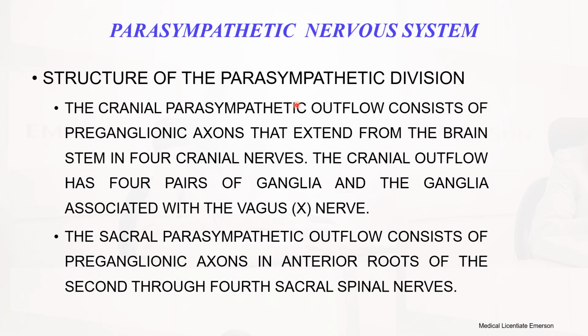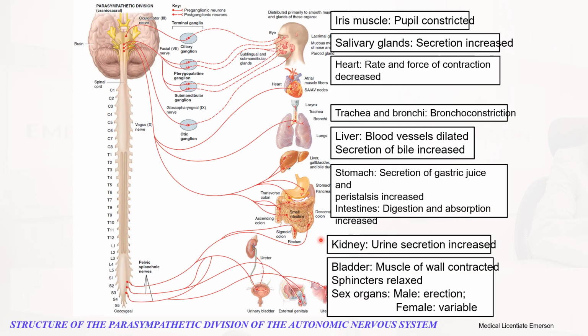So in terms of the structure of the parasympathetic division, you have the cranial parasympathetic outflow, which consists of the preganglionic axons that extend from the brainstem in 4 cranial nerves. You have the cranial outflow, which has 4 pairs of ganglia and the ganglia associated with the vagus nerve. Then you have the sacral parasympathetic outflow that consists of the preganglionic axons in the anterior roots of the 2nd through 4th sacral spinal nerves. And then this is the structure of the parasympathetic divisions of the autonomic nervous system.